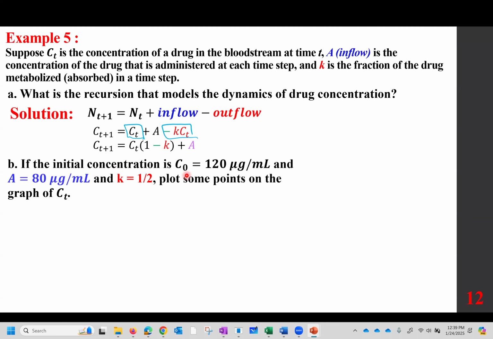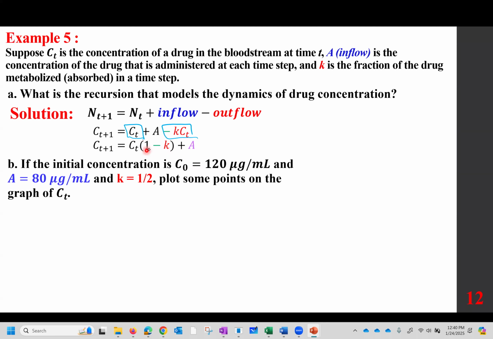If the initial concentration is C sub 0 equals 120 micrograms per milliliter and A equals 80 micrograms per milliliter and K equals 1/2, plot some points on the graph of C sub t. By plotting some points, we mean, okay, let's come up with the first few and then plot that. So let's come up with the first few. We have the C sub 0. We want to come up with C sub 1, C sub 2, and so forth. And we're going to use this formula to come up with that.